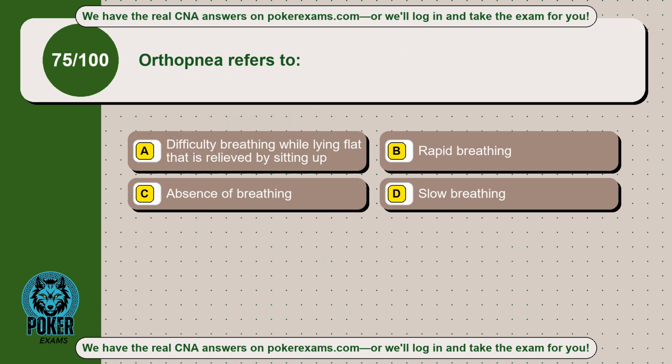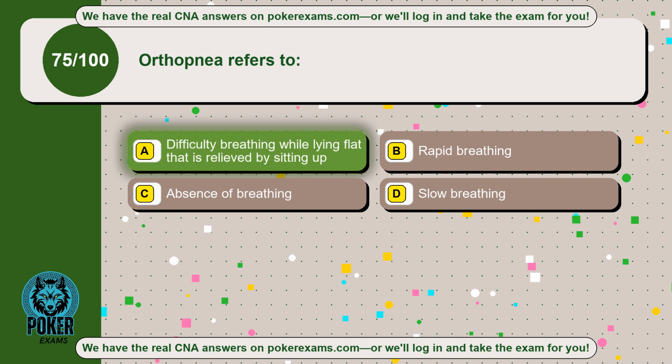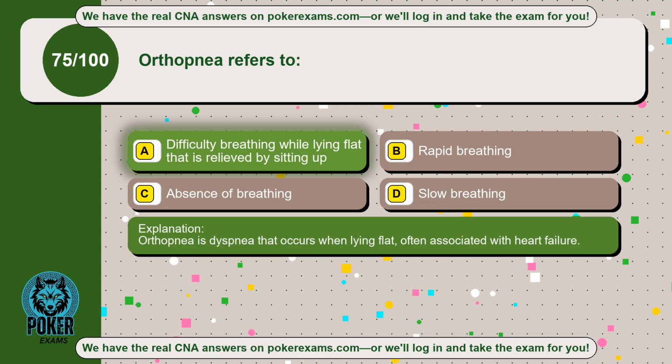Question 75. Orthopnea refers to: Option A, difficulty breathing while lying flat that is relieved by sitting up. Option B, rapid breathing. Option C, absence of breathing. Option D, slow breathing. The correct answer is option A, difficulty breathing while lying flat that is relieved by sitting up. Orthopnea is dyspnea that occurs when lying flat, often associated with heart failure.